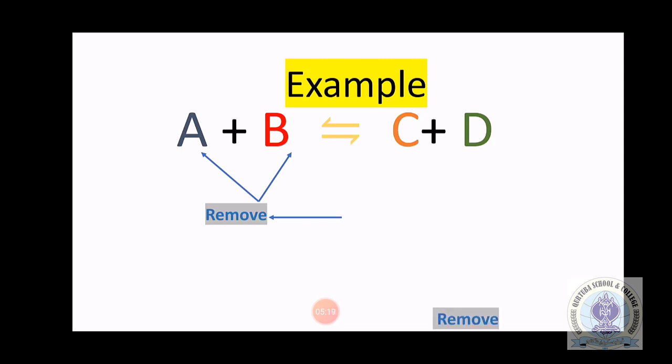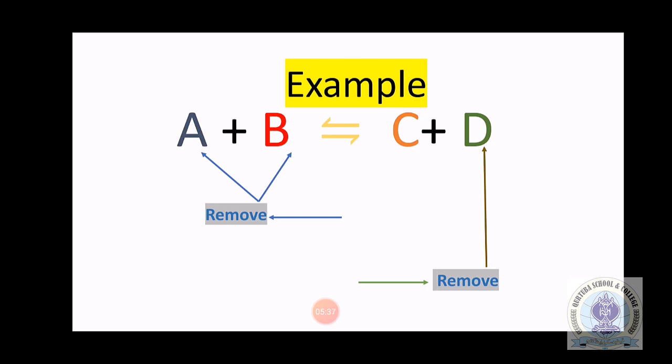Similarly, when we remove some amount of product at the equilibrium state, at that time equilibrium will be achieved when the forward reaction is favored, which means that the equilibrium will be shifted towards the right.